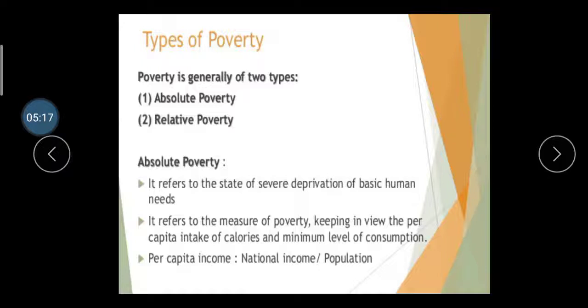Our government has given various types of calorie estimates. In the village, if the people are living in the village, they are required to have 2400 calories per day, and if they are working in the city, they require 2100 calories from food. If they cannot get this minimum of calories from food, then they are considered as poor persons, and their situation is considered as poverty. Okay, I hope you understand it.